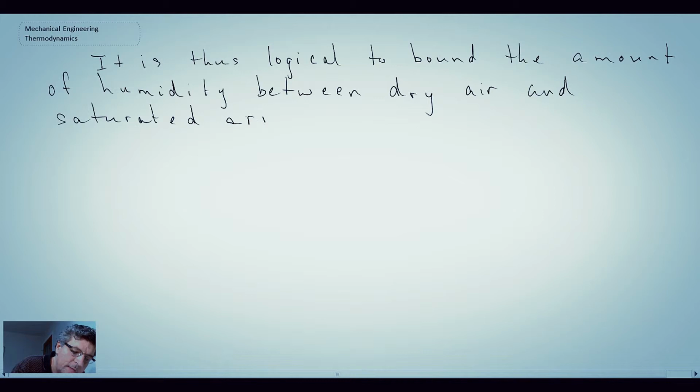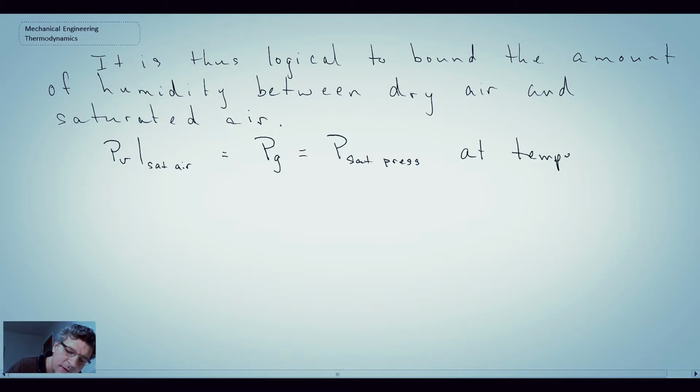So what we would like to be able to do is come up with a bound for the amount of humidity between completely dry air and completely saturated air. And in determining the completely saturated air, what we'll say is that the partial pressure due to the water vapor is equal to the saturation pressure that you would get out of the steam table at whatever temperature you are looking at, so the atmospheric temperature conditions.